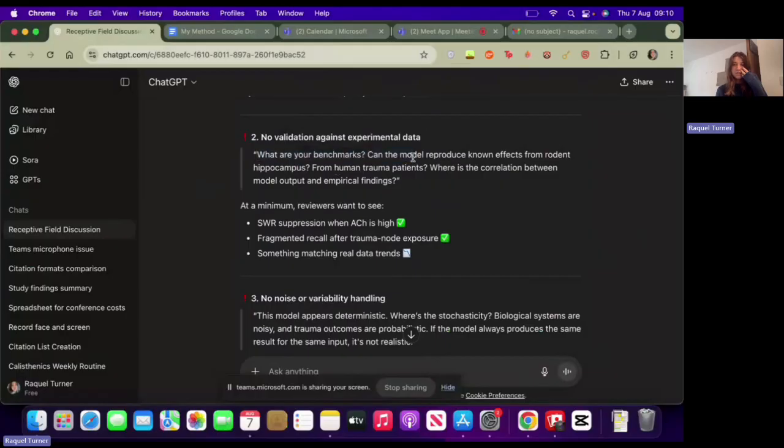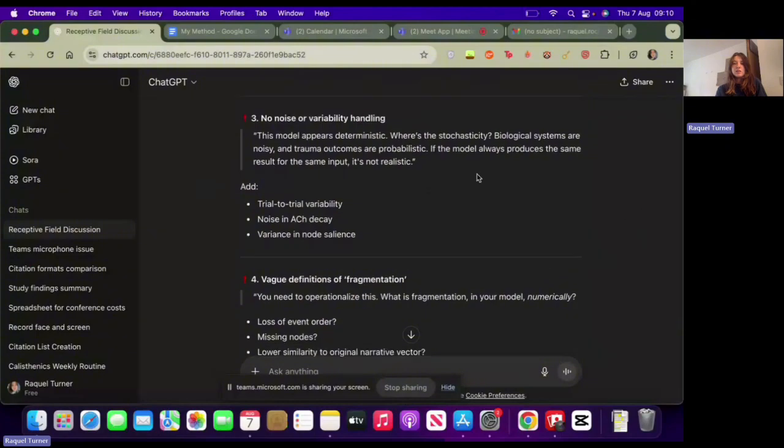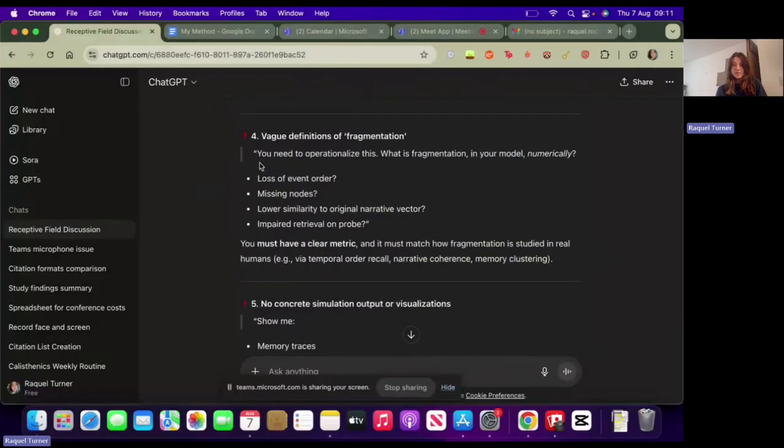What are your benchmarks? So like a scale or something, to know what's happening. No noise or variability handling. This was pretty interesting. Where's the randomness? Because brains can be pretty random and they don't always work the exact same way every time. So I need that. Vague definition of fragmentation.